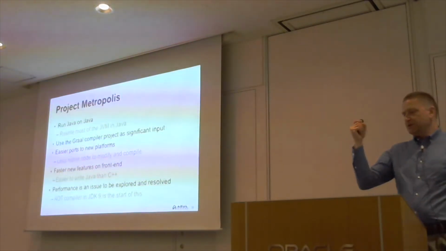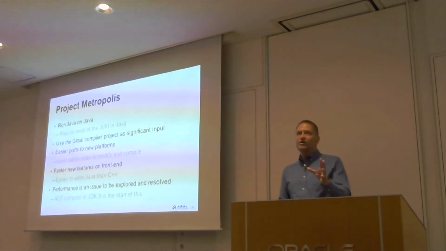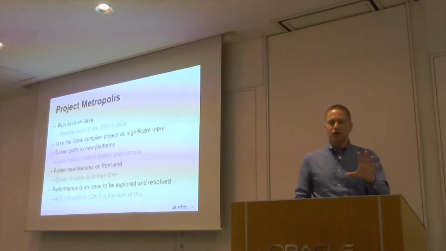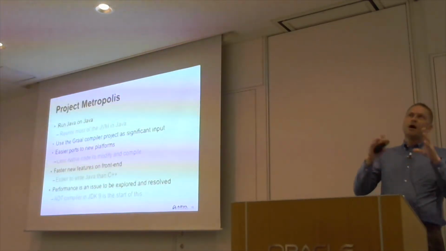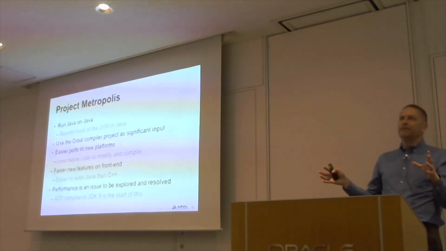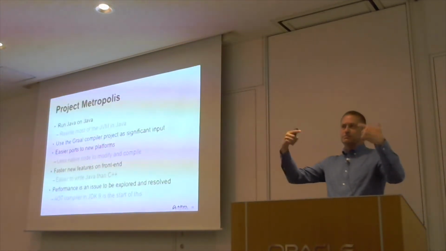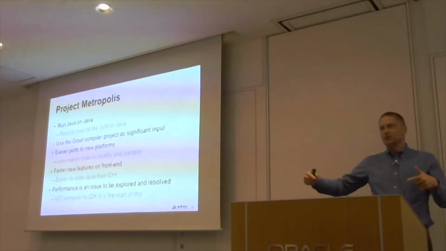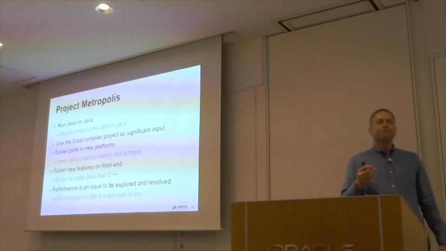Project Metropolis, running Java on Java. The idea here is to rewrite the entire JVM in Java, which gets a bit confusing, because then you think to yourself, okay, so I rewrite the Java virtual machine in Java, but then don't I need a Java virtual machine to run my Java virtual machine, because it's Java. And then, because that Java virtual machine is written in Java, I need another Java, and then you end up with this sort of recursive nightmare.